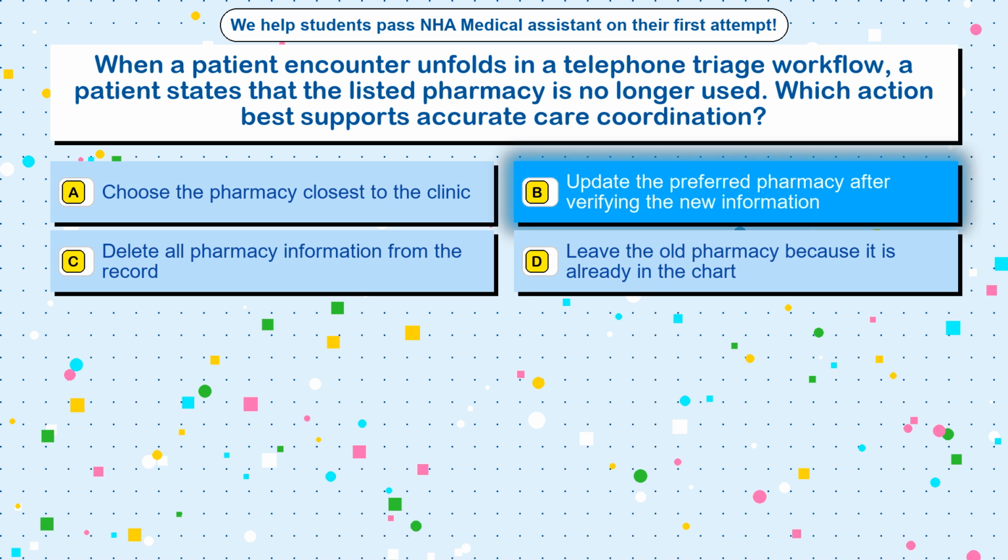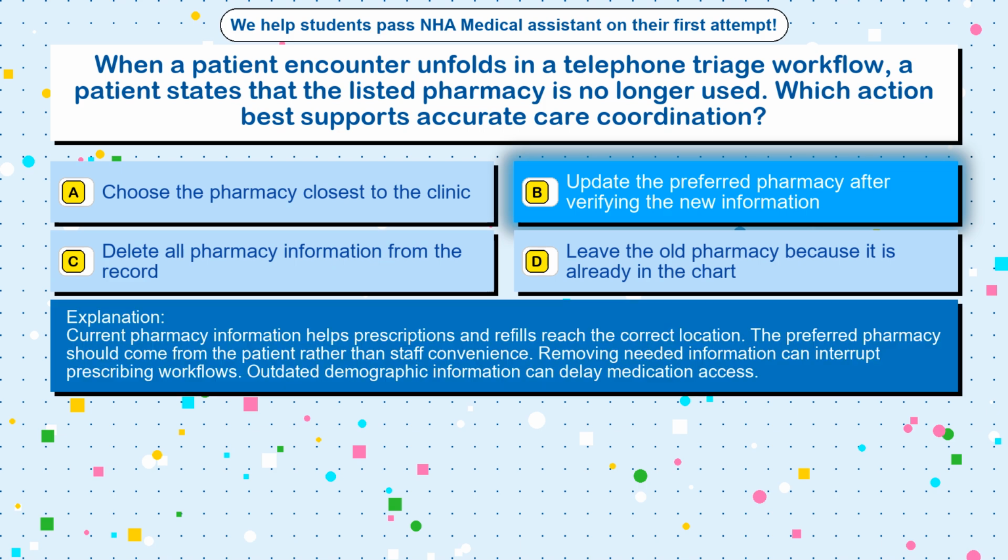The correct answer is option B, update the preferred pharmacy after verifying the new information. Current pharmacy information helps prescriptions and refills reach the correct location. The preferred pharmacy should come from the patient rather than staff convenience. Removing needed information can interrupt prescribing workflows. Outdated demographic information can delay medication access.